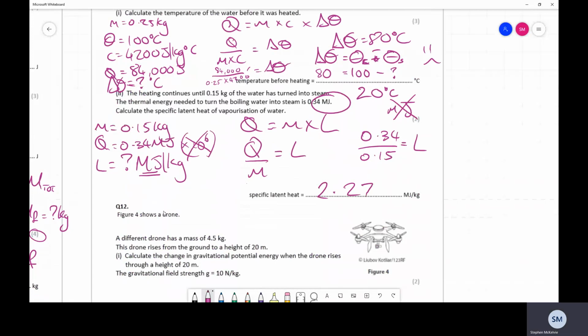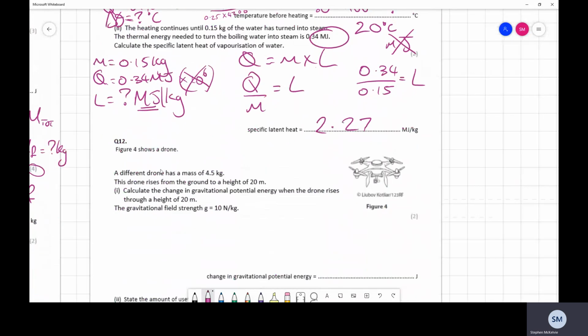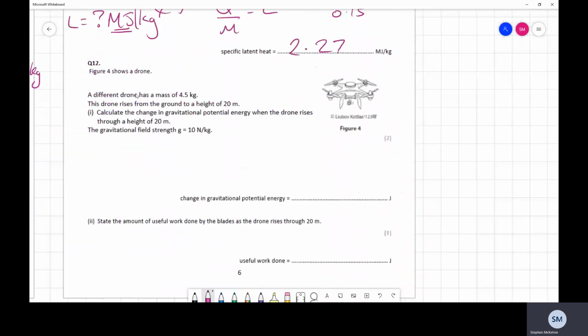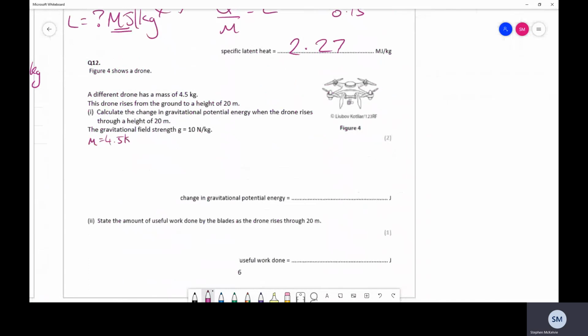Figure 4 shows a drone. A different drone has a mass of 4.5 kilograms. The drone rises from the ground to a height of 20 meters. Calculate the change in gravitational potential energy. Delta EP is equal to some number of joules. It's asking us in joules. And the gravitational field strength is equal to 10 newtons per kilogram.